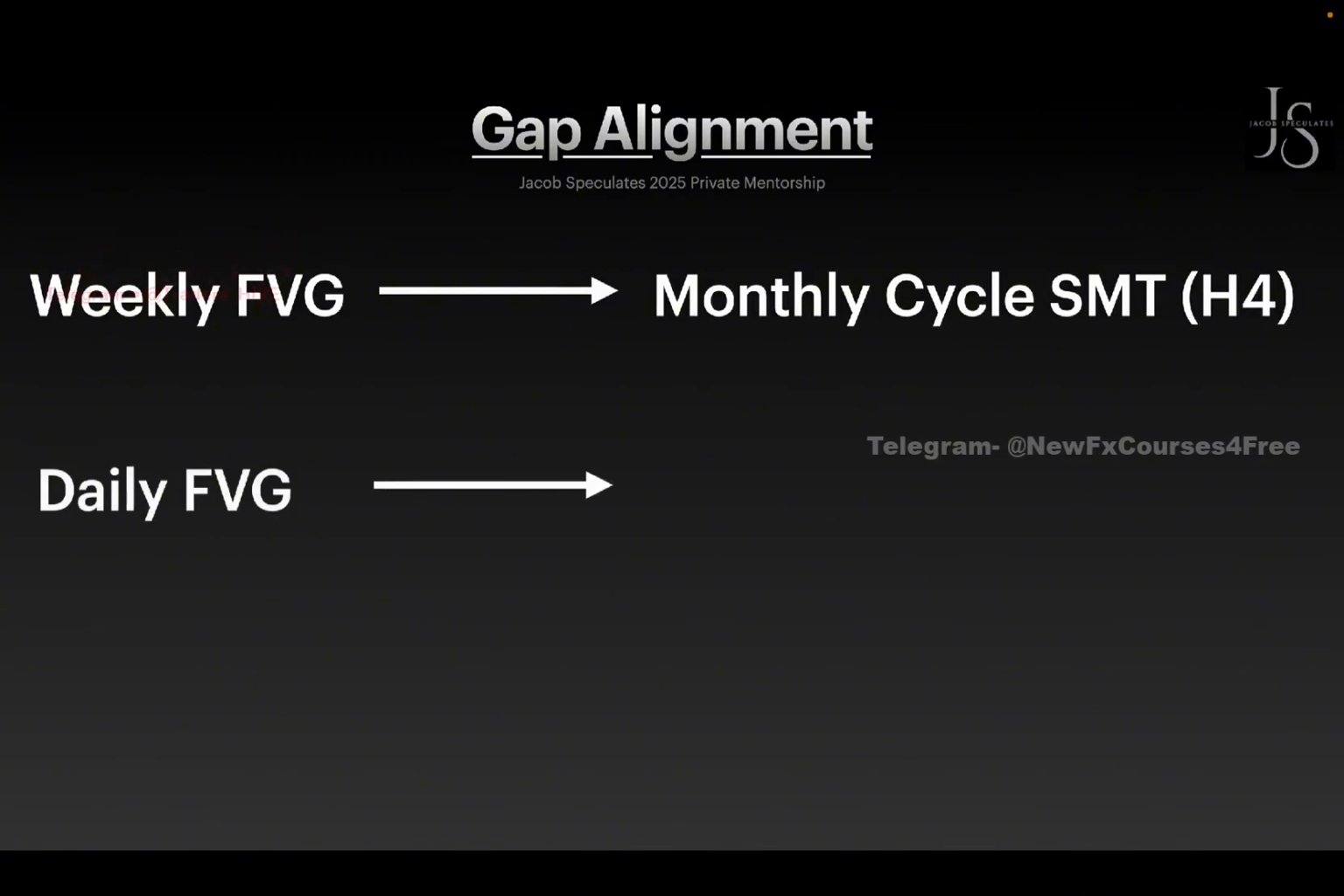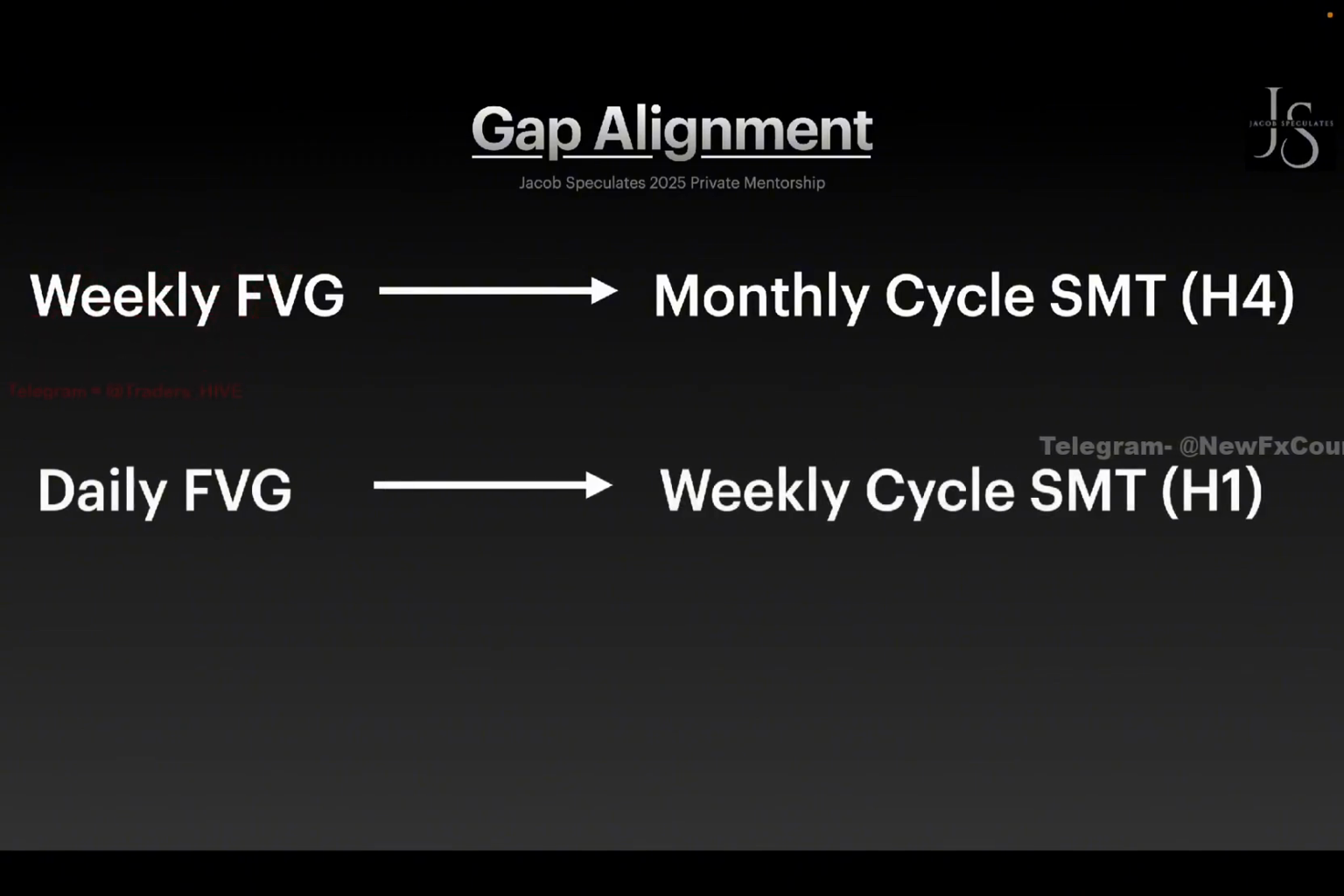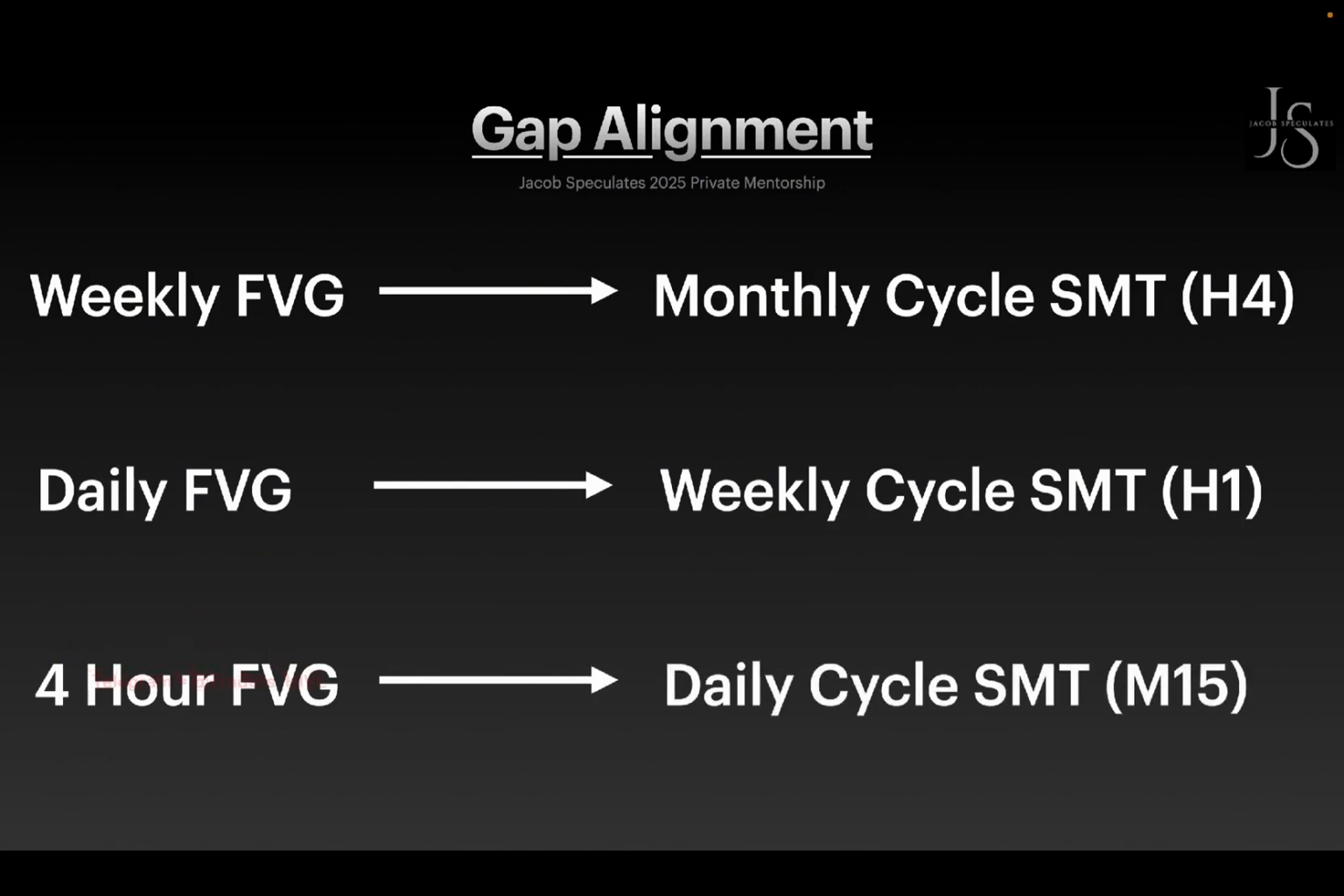Same thing if you see a daily fair value gap, then you would look for a weekly cycle SMT on the 1-hour time frame to confirm that. And same thing goes for a 4-hour fair value gap. You would look for a daily cycle SMT on the 15-minute time frame to confirm that 4-hour fair value gap.